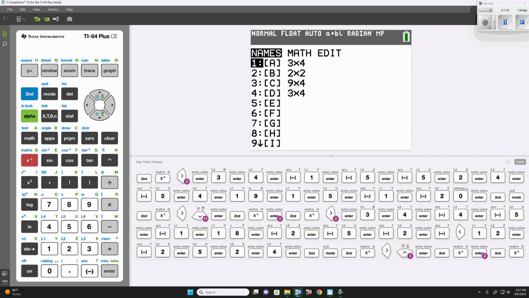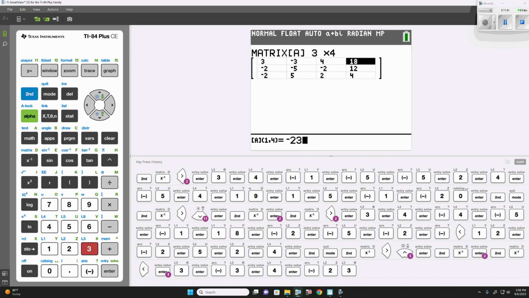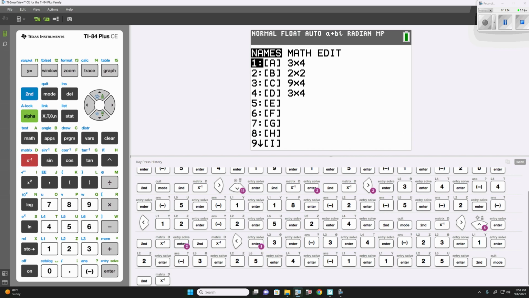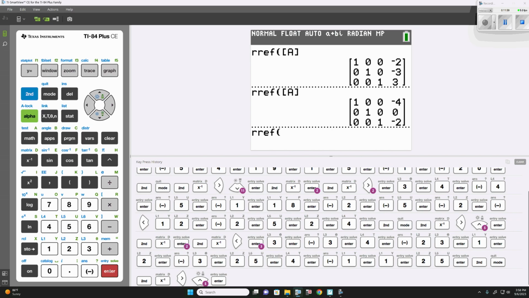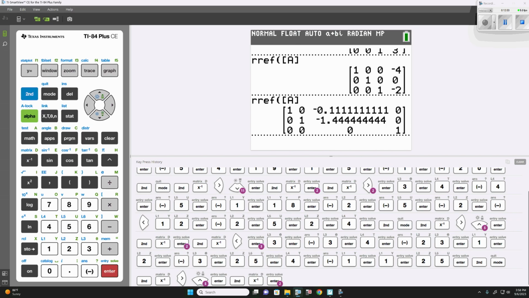And again, we can grab the calculator and say second matrix. Go over to edit. It is still a 3 by 4. But this time we have 3, -3, 4, -23. 1, 2, -3, 25. 4, -1, 1, 25. Second quit. Second matrix, go over to math, RREF. Second matrix, we'll select matrix A and hit enter.